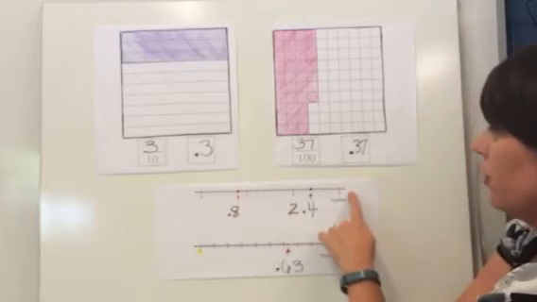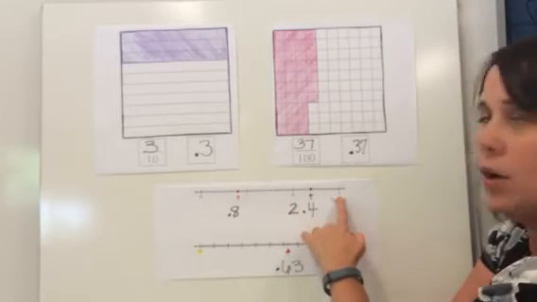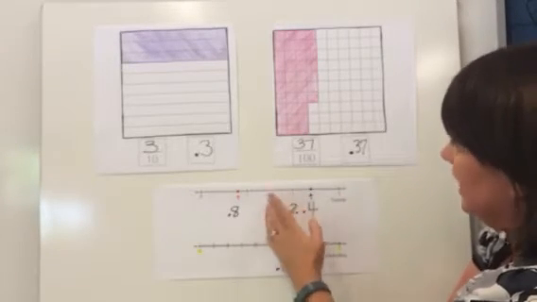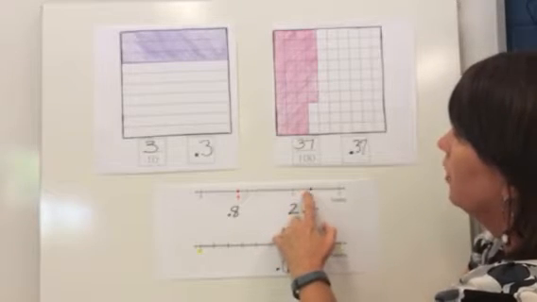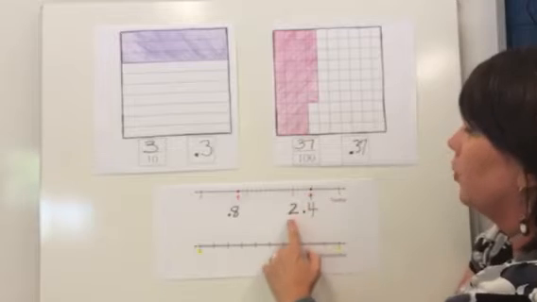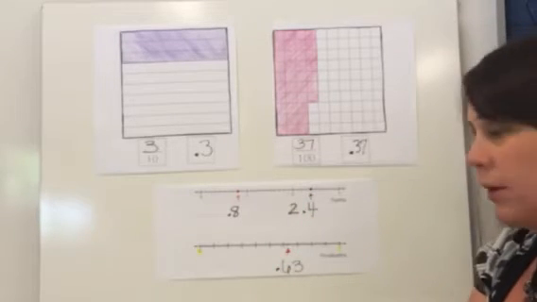Now, I have another point over here, and it's between 2 whole and 3 whole. And it's, again, tenths, so I can count. This is 2 1/10, 2 2/10, 2 3/10, 2 4/10, and I write it like this. We'll talk more about how to write decimals here in a moment.